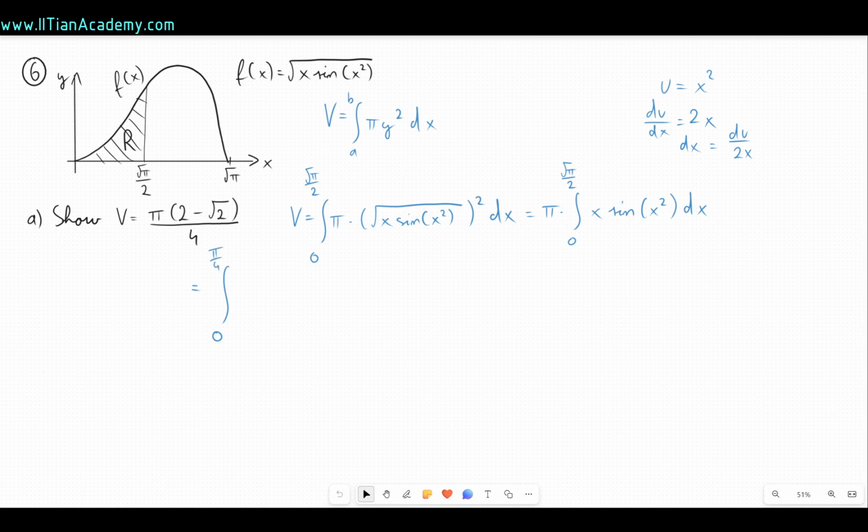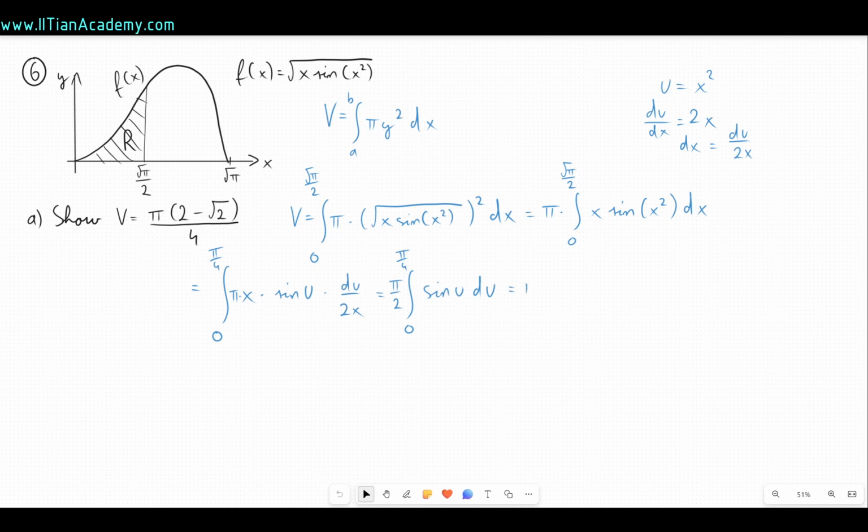Now when we plug this in, we have x times the sine of u, and we also replace dx by du over 2x. So we see that the x's cancel out. So we have times pi, obviously. So we'll have 0 to pi over 4, like this. And then we can bring the constants out to the front. So this will just be pi over 2 times this. And then we simply have a sine of u du.